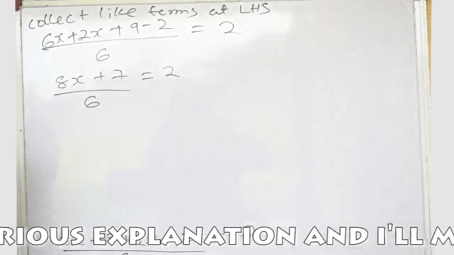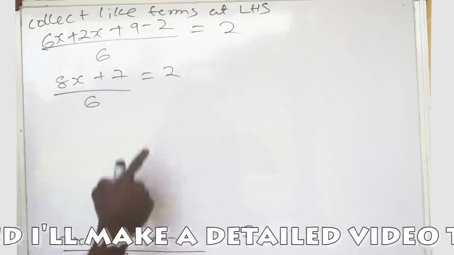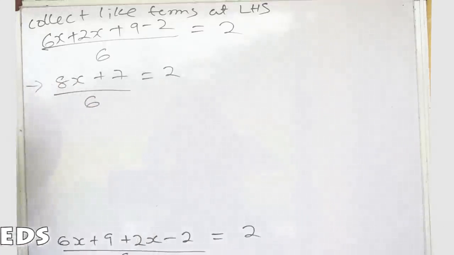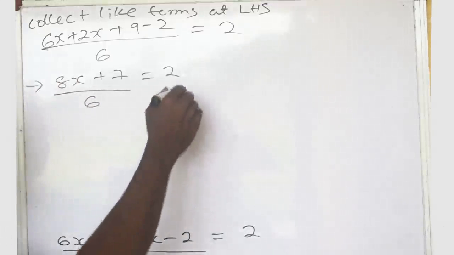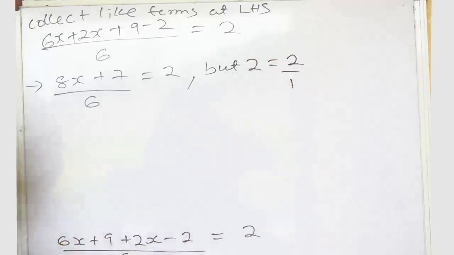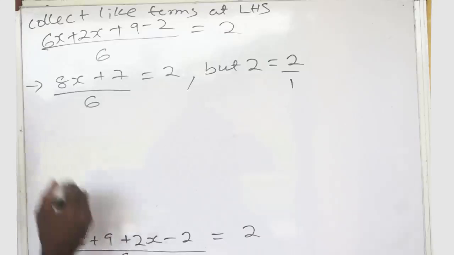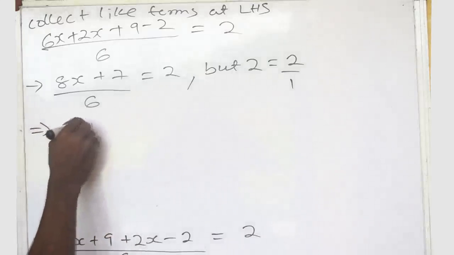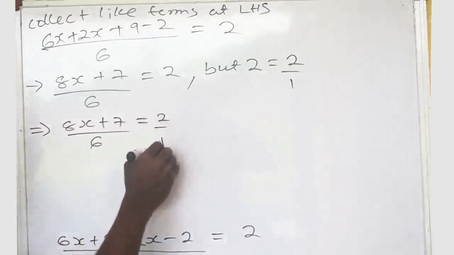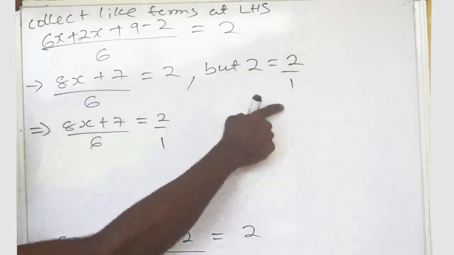So immediately you get to this stage, if you check, this 2 is not of the same level as 6. So something has to be done. You say that 2 is the same thing as 2 over 1. In mathematics, any number that is divided by 1 is the same number. 10 divided by 1 is 10, minus 5 divided by 1 is minus 5. So this implies that 8x plus 7 all over 6 will be the same thing as 2 over 1.